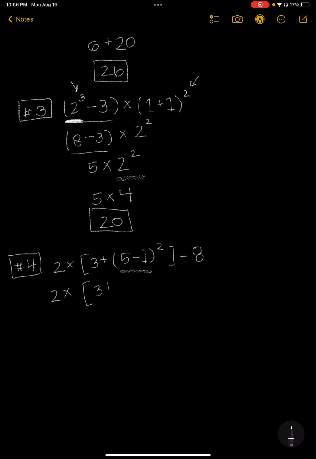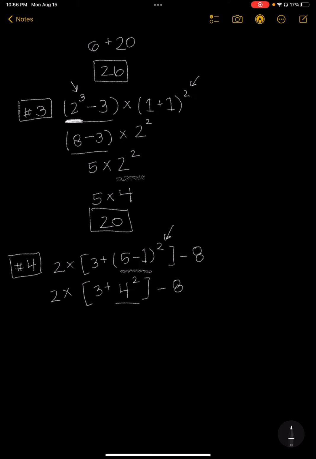2 times 3 plus, now 5 minus 1 is 4. And once again, because of this squared on the outside, I'm just going to attach it to what was the answer on the inside, minus 8. And now that set of brackets, even though they're not parentheses, we're going to treat them like parentheses, because that's the way that it works, which means that we have to do the addition problem inside the brackets, and the exponent, because we have to follow order of operations inside of parentheses.